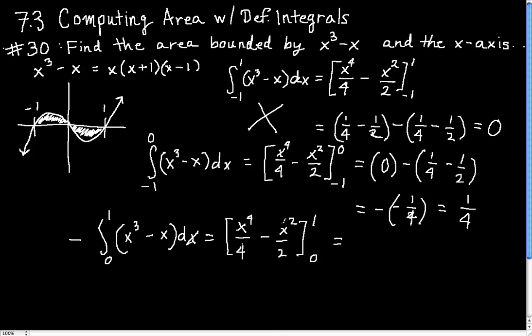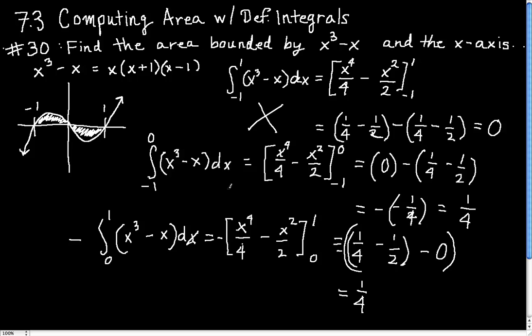If I evaluate at 1, it's somewhat easy to see that I get 1/4 minus 1/2. And when I evaluate at 0, I get 0, just as before. And I even forgot already to put my minus sign here, so I should have a minus sign here with brackets around this whole expression. And inside here I get 1/4 minus 1/2 as before, so I get negative 1/4, but I take the negative of that, and I get positive 1/4 again.